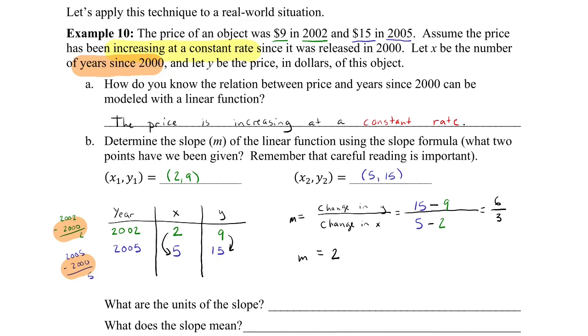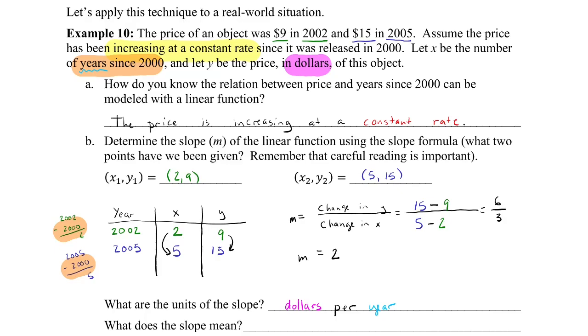In the context of the problem, the units are the units of y, which is dollars, per the units of x. X is in years, so per year. Units of y per units of x, dollars per year. And what does our slope mean? Well, it's the rate of change.